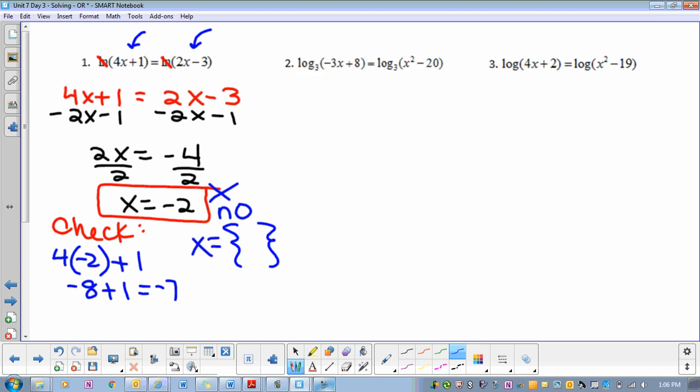Look at the next one. Because I plugged it in here and it gave me a negative. You can't get a negative, you can't get a 0. So look at number 2. Guys, these logs, do they have the same base? Yes. Then are they on opposite sides of the equal sign? All right, drop them. Solve. Negative 3x plus 8 equals x squared minus 20.